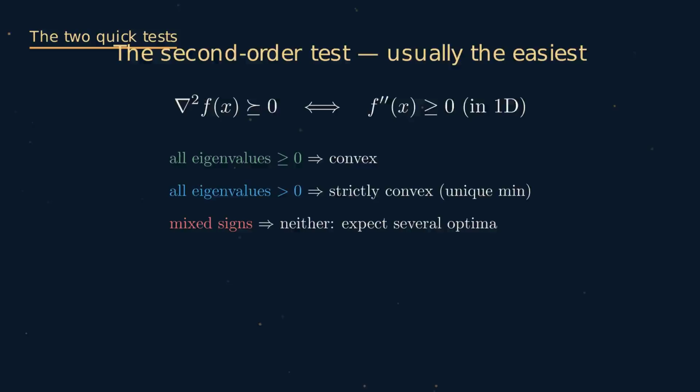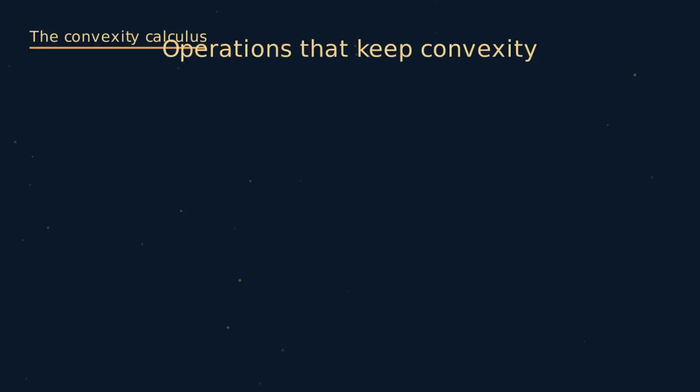All positive, and you get a strictly convex function with a single unique minimum. A mix of signs, and the function is neither convex nor concave, a saddle with the multiple optima we're trying to avoid. Here's the trick that saves you from ever touching a Hessian on a complicated function.